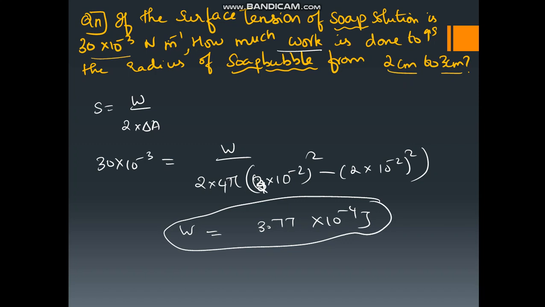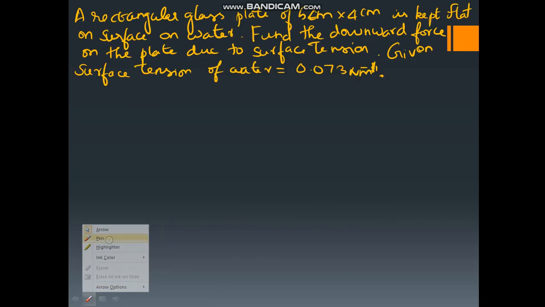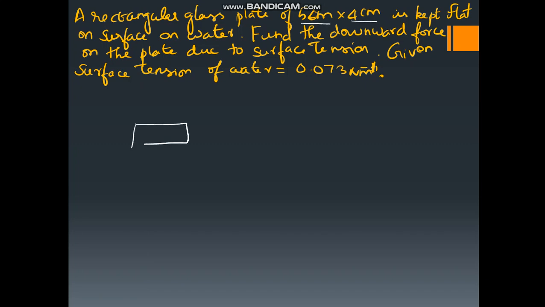Suppose if this soap solution were a water solution, then work done would be simply delta A into 1. Since it is soap solution, we are multiplying it by 2. Now this is the next numerical: a rectangular glass plate of 5 cm into 4 cm. So let this be the glass plate. 5 cm is the length and 4 cm is the breadth. It is kept flat on the surface of water.